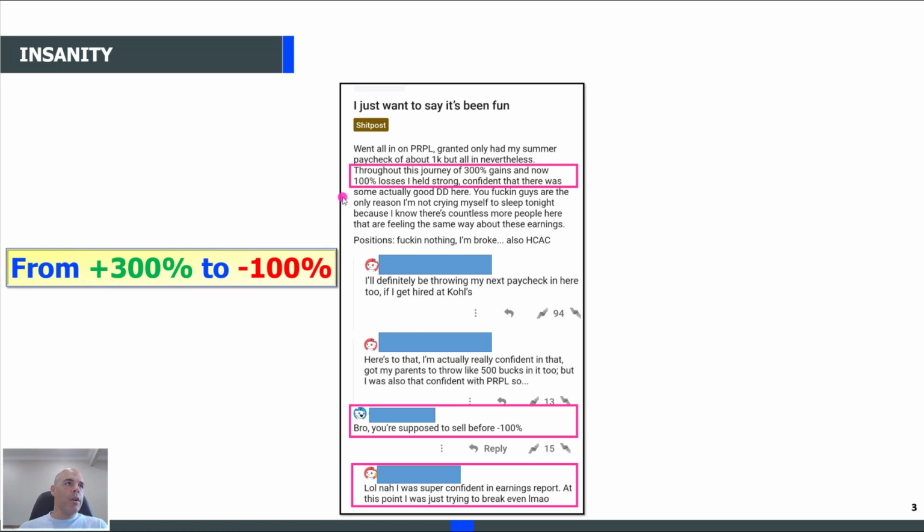So if you look at this, this person hasn't clearly learned their lesson. I'll definitely be throwing my next paycheck in here too if I get hired at Kohl's. I'm sorry. That's a problem, right? If you're working at Kohl's as a part-time job, you don't have that much money. And then you want to take that hard-earned money at $9 or $10 an hour, and after a month or two of saving, throw it all in one thing.